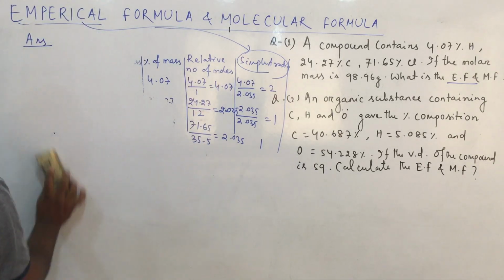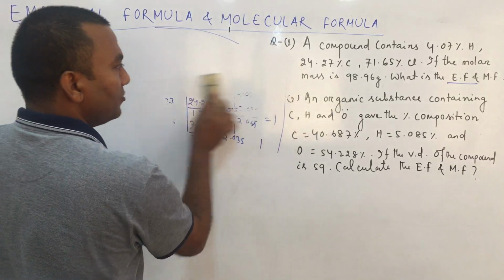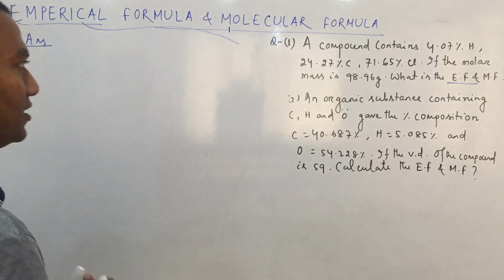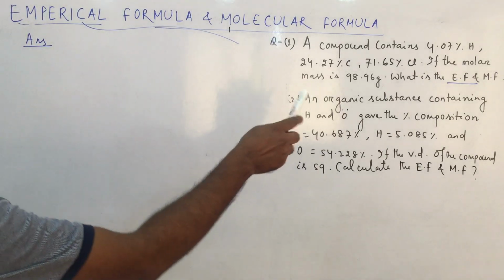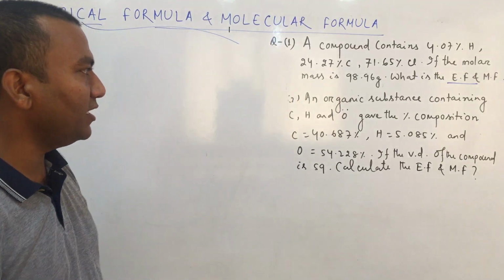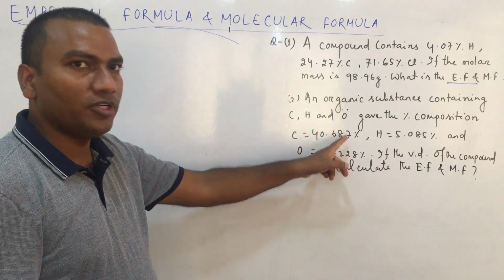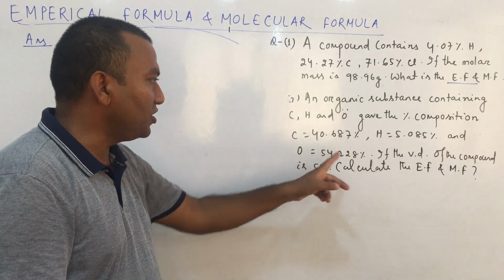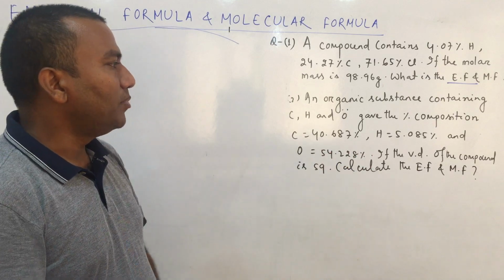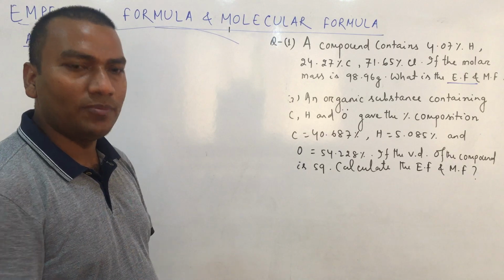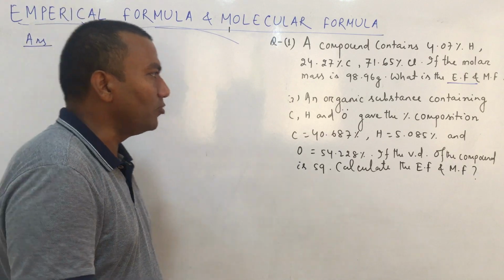Okay, come to the second question. The second question is also in the same format. The first question is over. The second question is: an organic substance containing carbon, hydrogen, oxygen gave the percentage composition: carbon this much, hydrogen this much, oxygen this much. If the vapor density of the compound is 59, calculate the empirical formula and molecular formula.